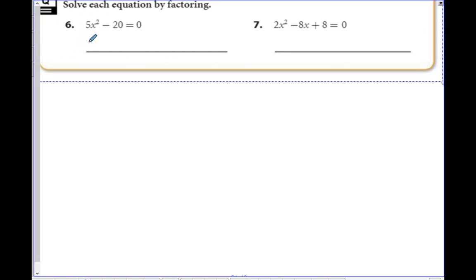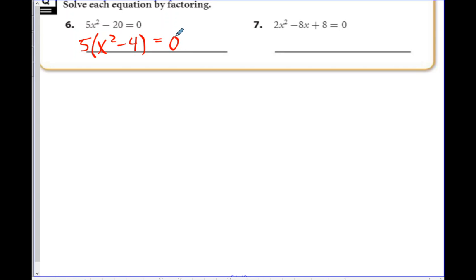I want to think GCF. Oh yeah, it's 4. No, 5. You can factor out 5 from both, and that's going to leave you with x squared minus 4. So now we have just two numbers. We don't have a trinomial, we just have a binomial. So I'm looking at that and thinking, is this a difference of squares? Can we factor x squared minus 4?